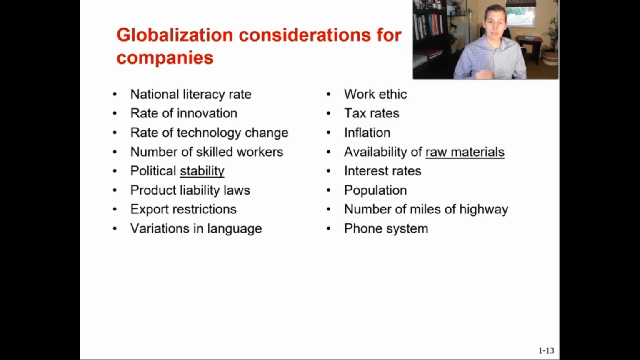So all of these little things you're going to need to think through as you consider doing global operations, whether it's putting a manufacturing facility somewhere around the world, or whether you're going to be picking a vendor to do business with who is global, international as well. So these are all things to consider prior to doing international business.